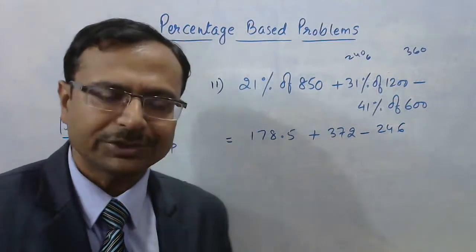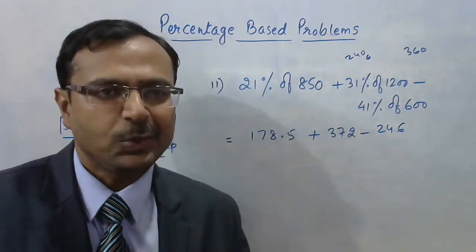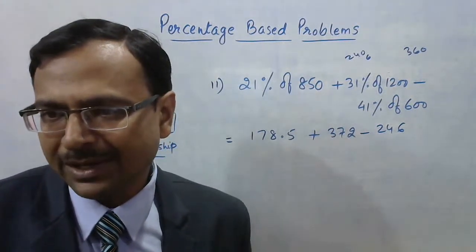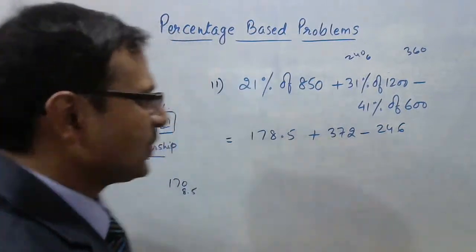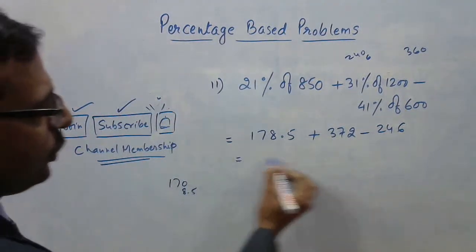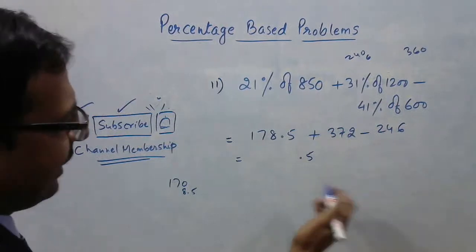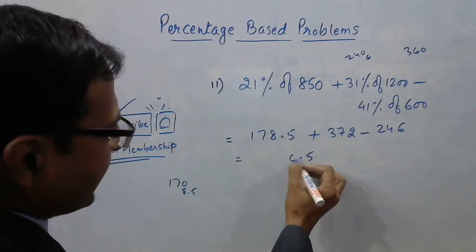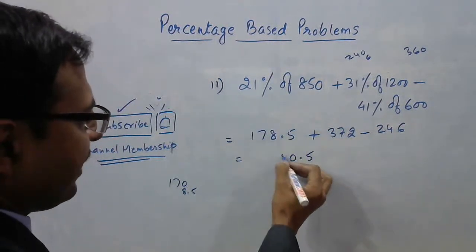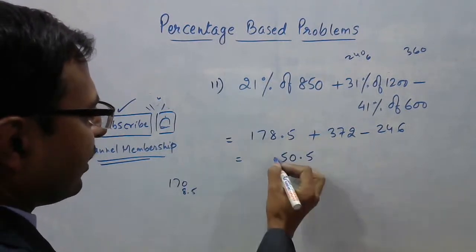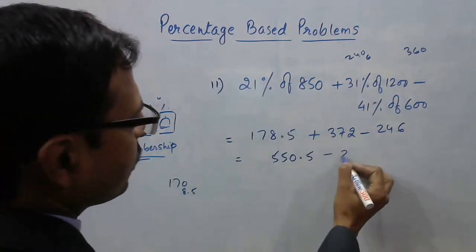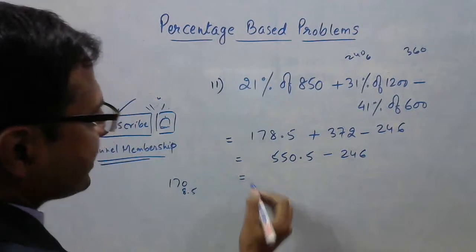Now, what is this calculation? A simple calculation of addition and subtraction, and you get to your answer very quickly, right? So add these two, you get a 0.5. You can do this orally, very easy, right? 8 plus 2, 10, 0, 1 carry. So 8 and 7, 15, 5, 1 carry. So 4 and 1, 5. So 550.5, and you need to subtract 246 from this.